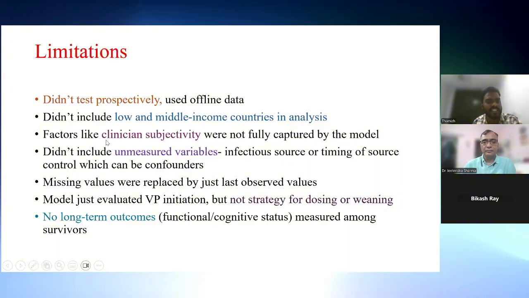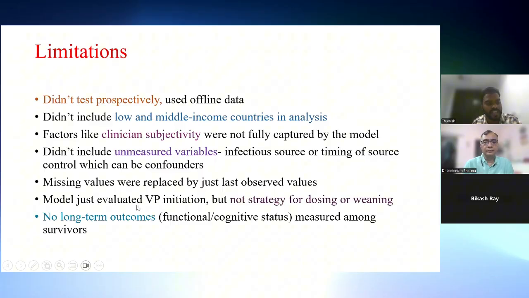And factors like clinician subjectivity at the time of worsening of the patients were not fully captured by the model, since it takes just the lab values and the vital parameters. Human factors were not taken into account. Also, they mentioned that it did not include unmeasured variables, like the source of sepsis and the timing of initiation of sepsis. They mentioned that missing values were replaced by just the last observed values or by the mean of the values. So data-related variability can occur.